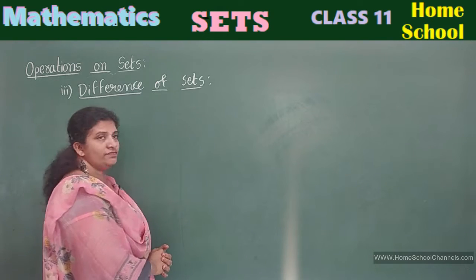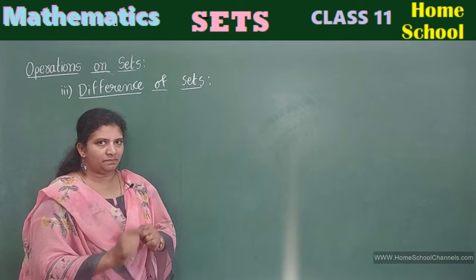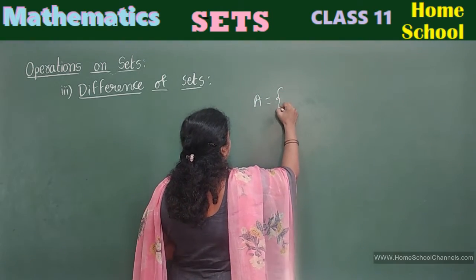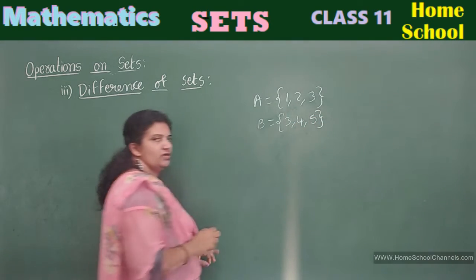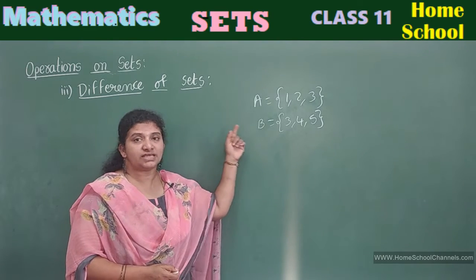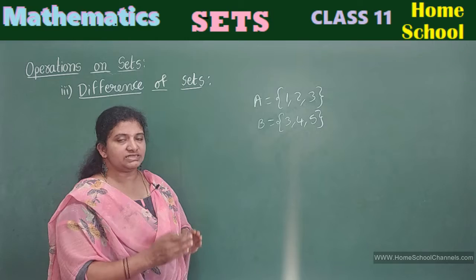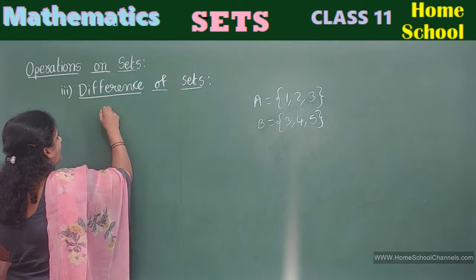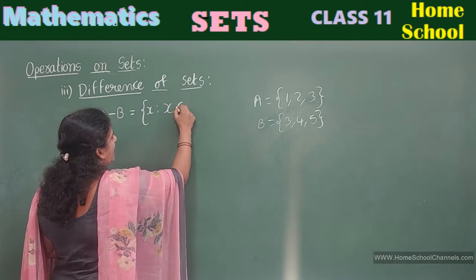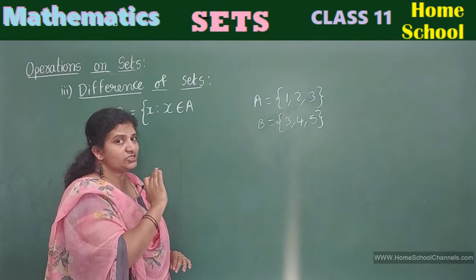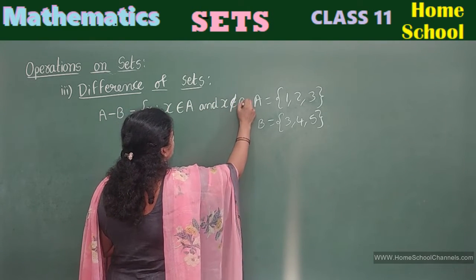Now let's move to the third operation, that is difference of sets. The difference of two sets A and B in the same order. Suppose I take A equals 1, 2, 3 and B equals, same example, 3, 4, 5. The elements that belong to A and do not belong to B. That means the difference of these two sets can be represented as A minus B equals the set of x such that x belongs to set A, but x does not belong to set B.